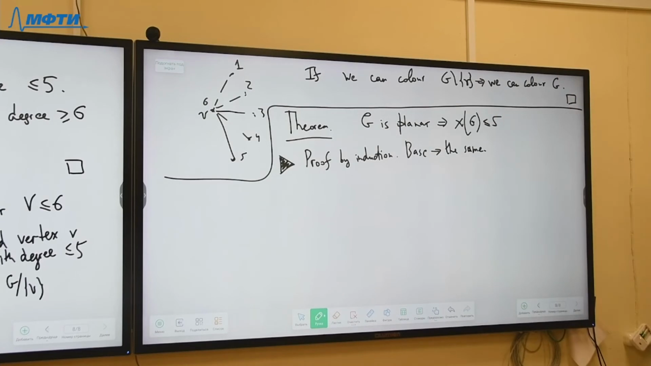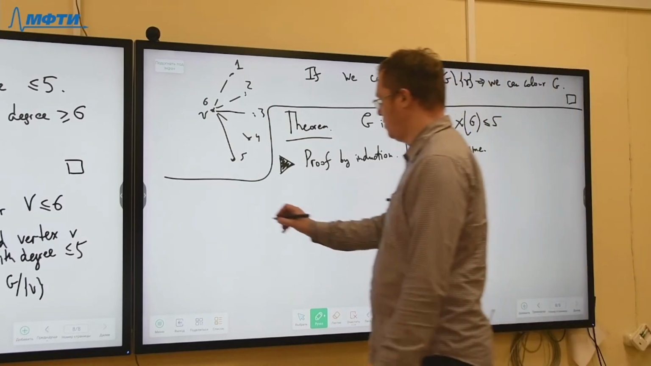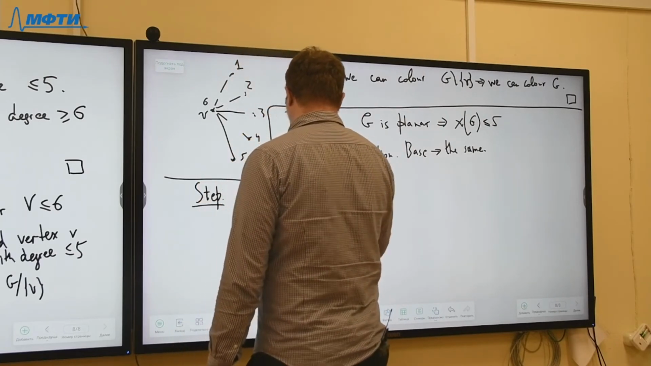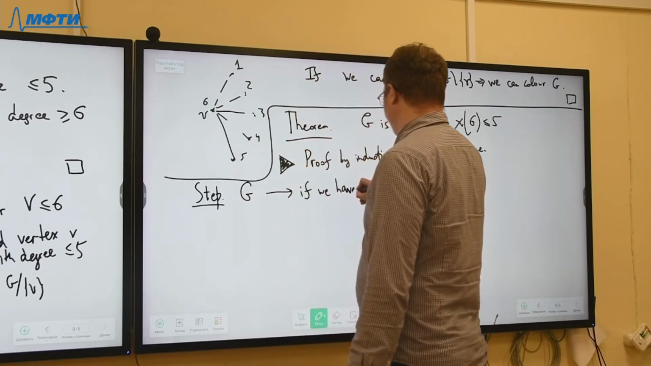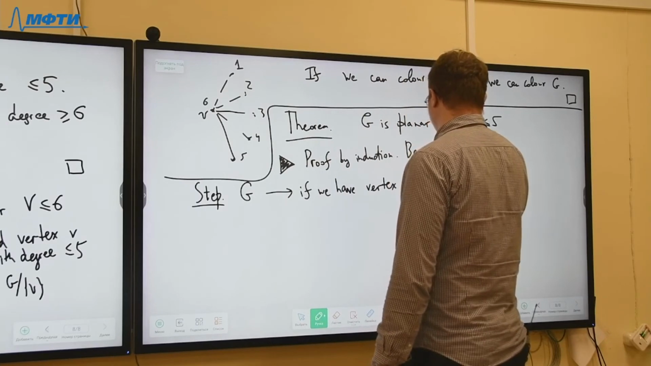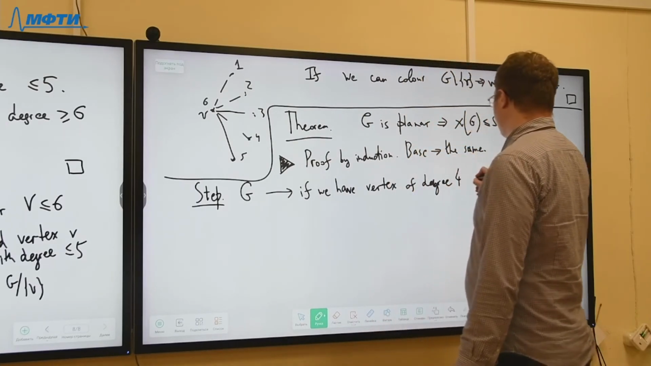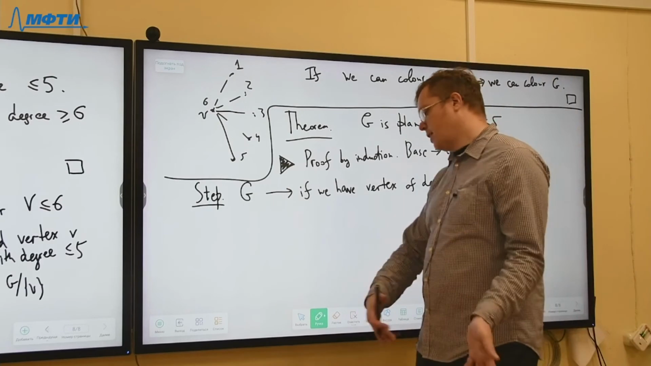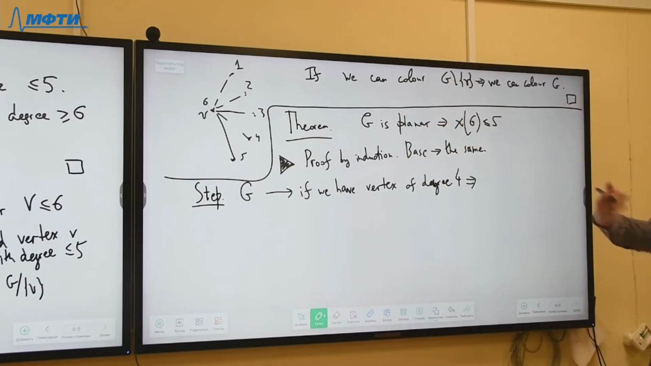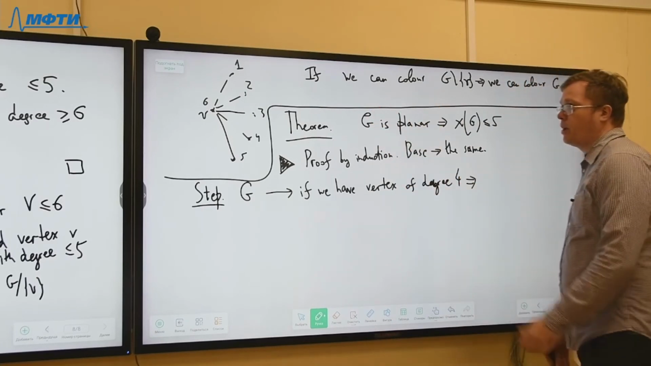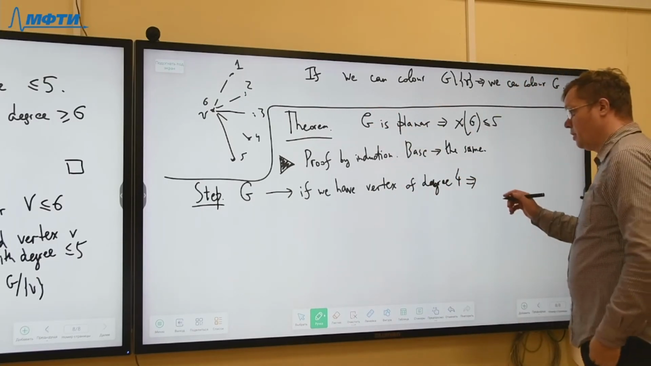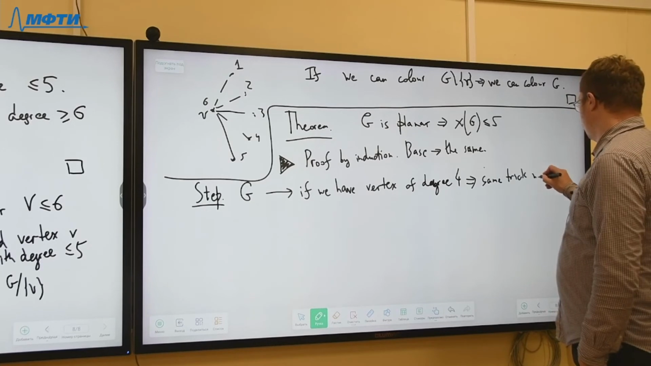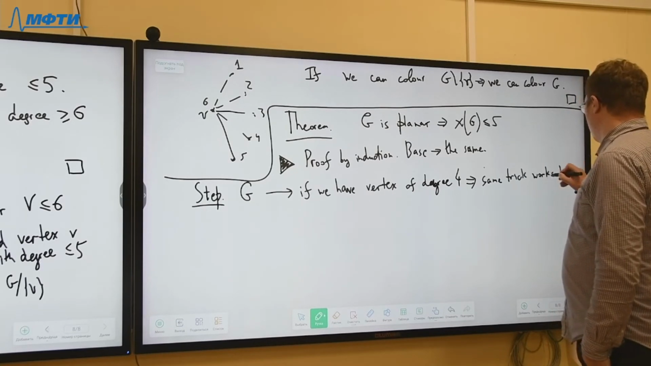And by induction step, if we have a vertex of degree four, start with G. If we have a vertex of degree four, then we can use the same trick as we told before and color this vertex into the fifth color. So we just cut this vertex off, color all the remaining graph, and then add this vertex back and color it in the fifth color if we have four different colors at the end of this edge. Same trick works here.